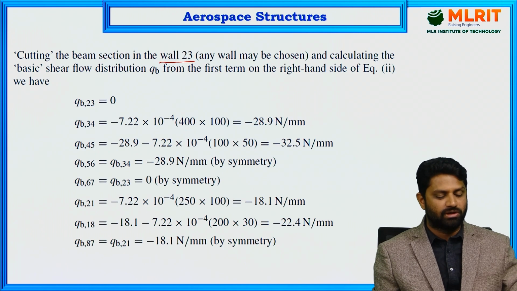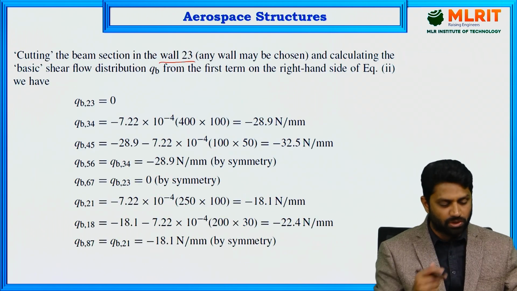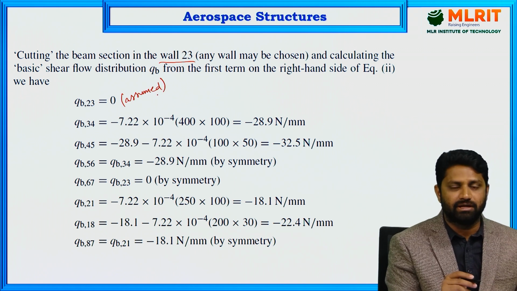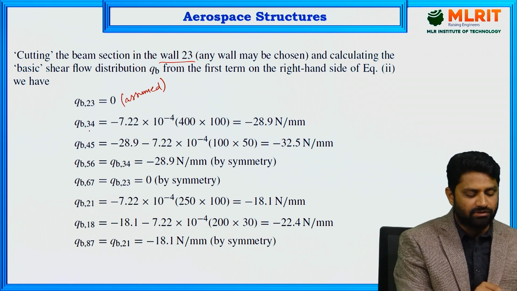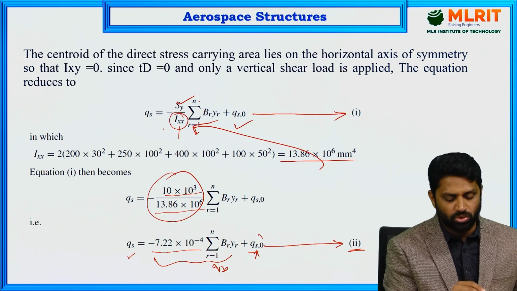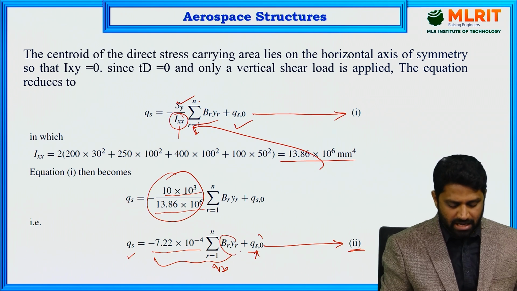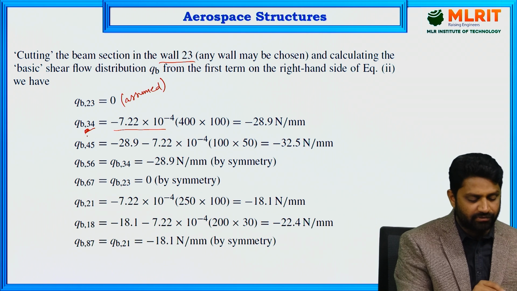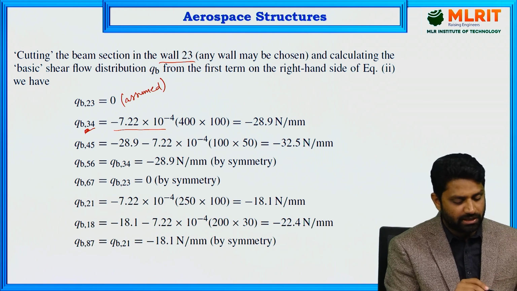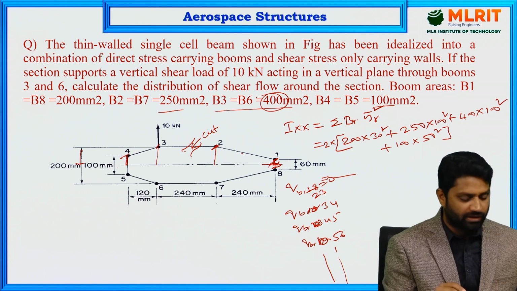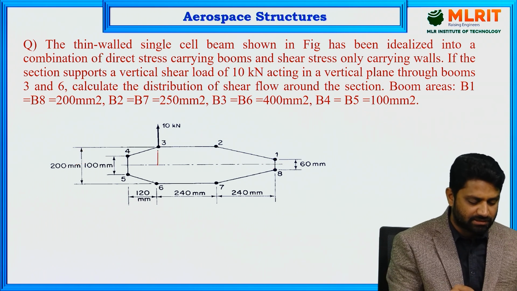So now if you look at this one, qb23 is assumed, that is, it is taken as 0. It is not actually 0, but we have made a cut and we are assuming it as 0. And the next shear flow, qb34, the formula is minus 7.22 into 10 to the power of minus 4 BrYr. So you have to substitute the boom area of 3 and its respective y distance. If you look at the boom area for 3, it is 400 and its respective y distance of boom 3 from the central axis is 100.